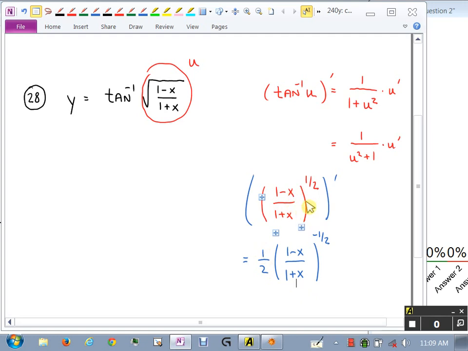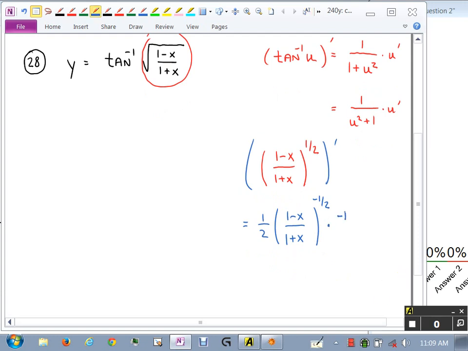Now times what? The derivative of the inside, which is your quotient rule. So however you learn the quotient rule, the way I teach my class is it's the derivative of the top times the bottom minus the derivative of the bottom times the top, all of that divided by the bottom squared. F prime g minus g prime f over g squared. There's different ways you hopefully learned it, but you know, it's got to be somewhere in there, either on a piece of paper that you refer to or up here somewhere. Hopefully it's up here.